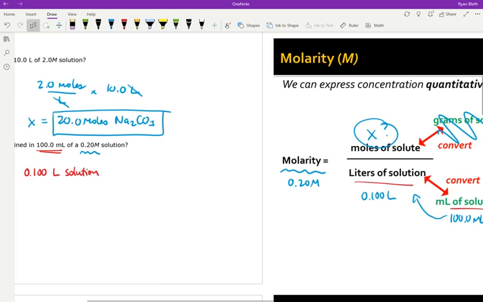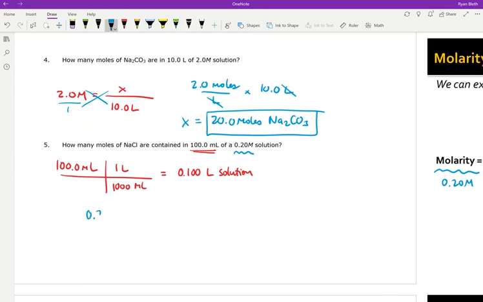So let's set that up over here. 0.20 moles per liter, or simply written 0.20 M in my molarity position, equals x moles, that's what we're trying to find, divided by 0.10 liters of solution. And again, we're simply going to cross multiply. X, when I cross multiply, will be 0.02 moles of what? NaCl. And there we go.